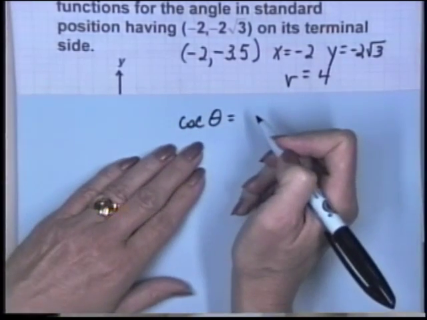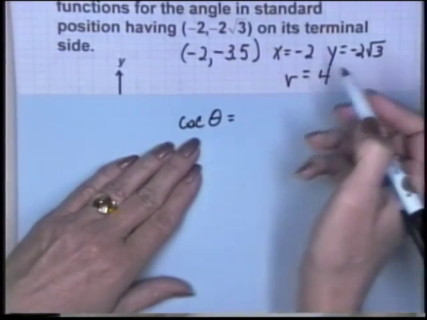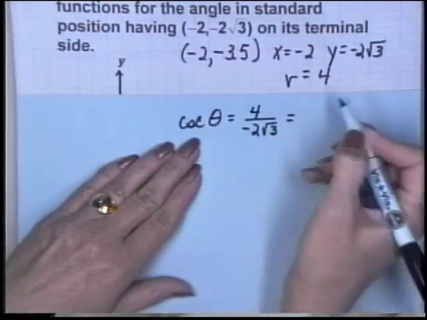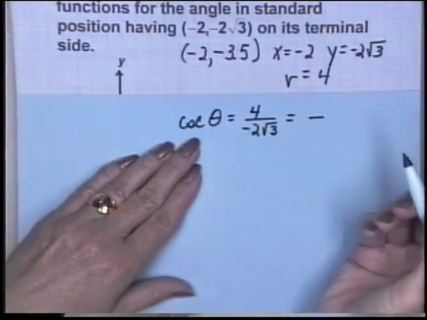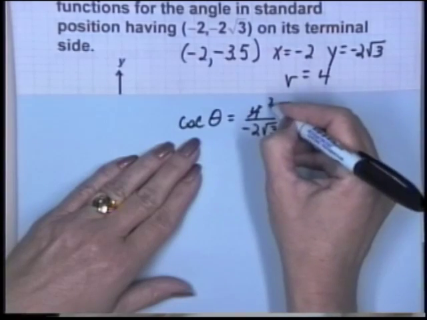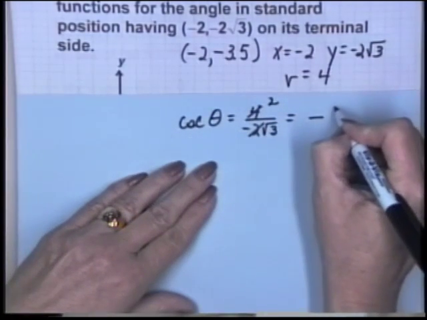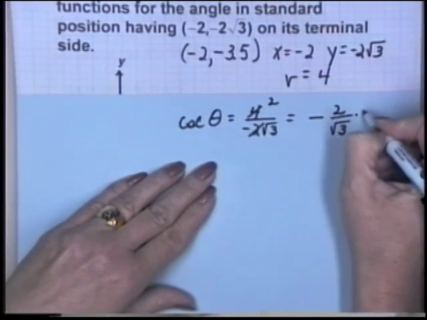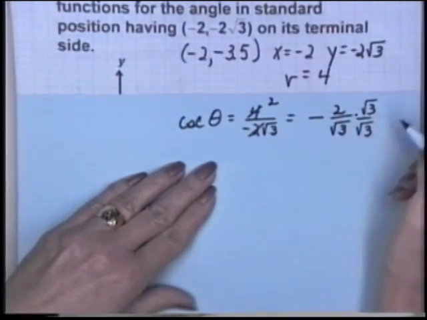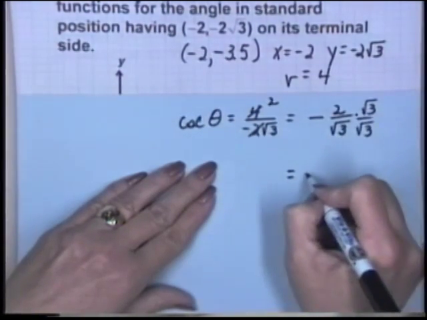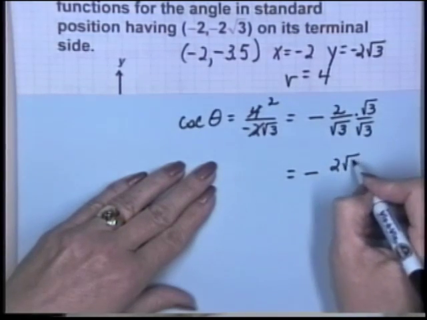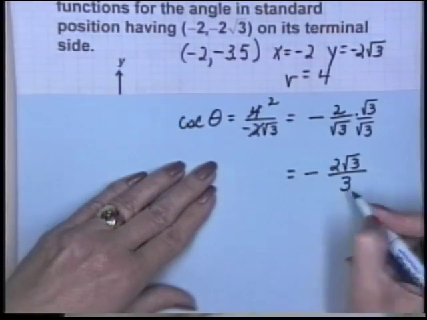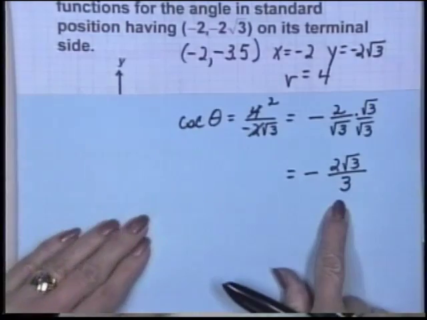the cosecant of theta, which is r over y, which I'll bring the negative out front, and I'll say 2 divides into 4 twice and into 2 once. So we're left with 2 over the square root of 3, and once again, we want to multiply by the square root of 3 over the square root of 3, and in this case, we'll get negative in the numerator, 2 times the square root of 3. In the denominator, the square root of 3 times the square root of 3 is 3. So that's what our cosecant of theta would equal.